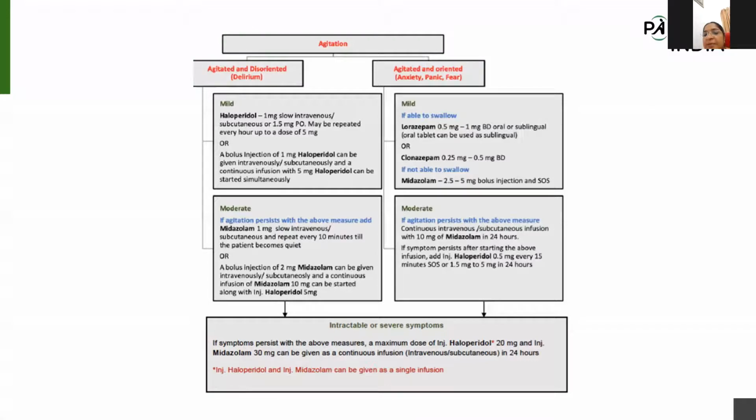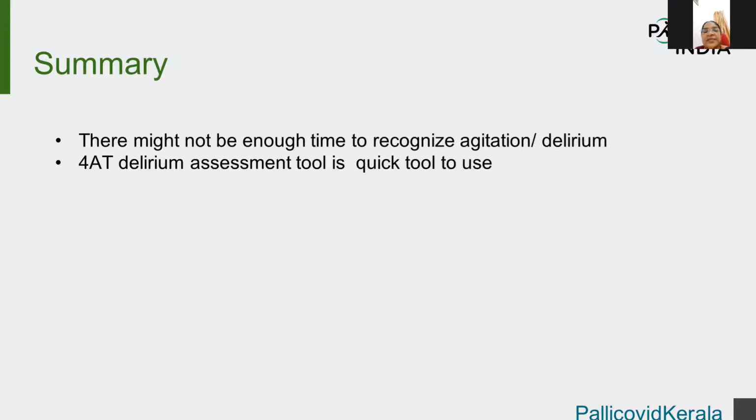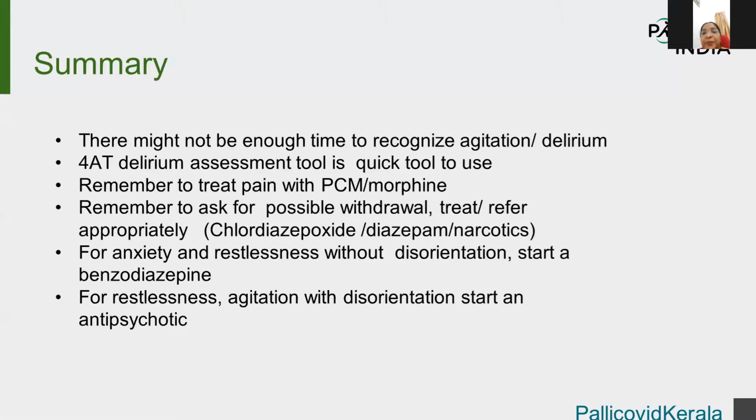Next slide, please. So in summary, for agitation and delirium, please keep pressing, since I'm not controlling from my end, you could do that. There might not be enough time to recognize agitation and delirium. Next, the 4AT delirium assessment tool is a quick tool to use. Next, remember to treat pain with paracetamol and morphine. Next, remember to ask for possible withdrawal, treat and refer appropriately.